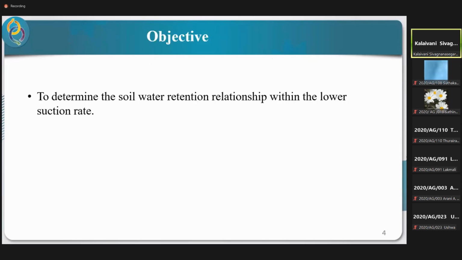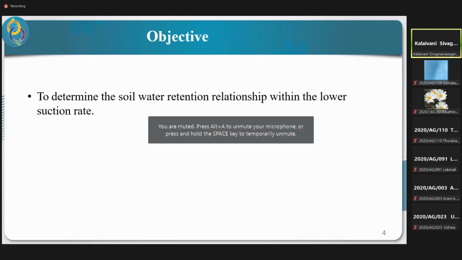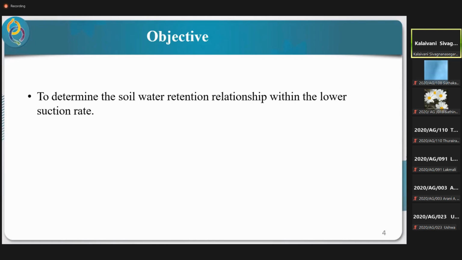So here the objective of this practical is to determine the soil water retention relationship within the lower suction range. That means you just have to know the relationship between the matric potential of water and the soil water content of the soil. That is the main objective of this practical.